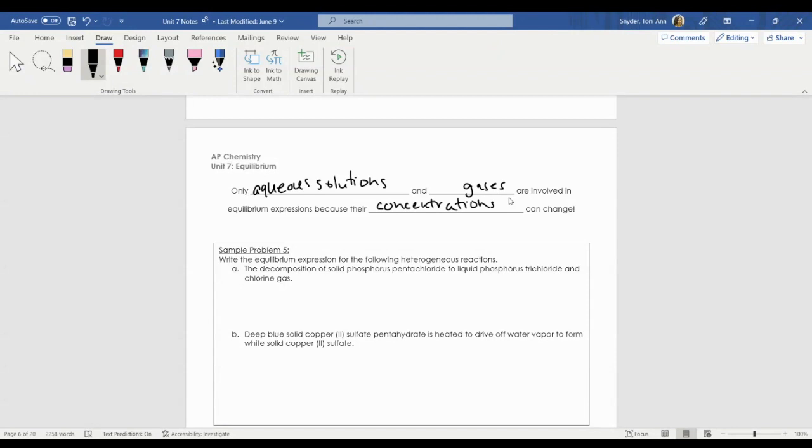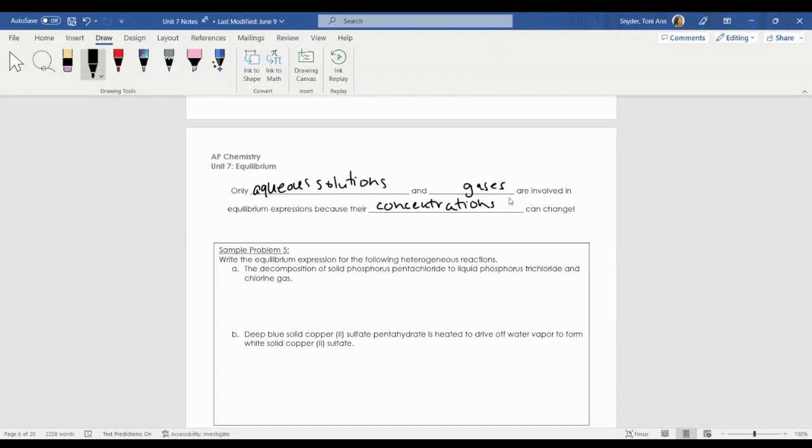Equilibrium only comes down to a change in concentration. I cannot change the concentration of a solid. If I add more solid, there's just more solid there. If I add more of a liquid, I'm not changing the concentration of the liquid, I'm just adding more. For example, if I add more liquid water to a flask, I'm not increasing the concentration of water. I'm just adding more water. We have to keep that in mind when we write equilibrium expressions.